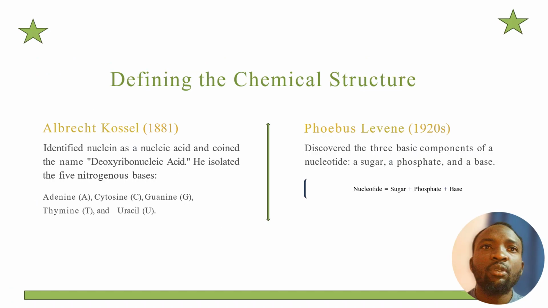So, defining the chemical structure, I had two sources that I will be looking at. The first one is Albrecht Kossel in 1881, who coined the term nucleic acid and isolated the five nitrogenous bases from it. That is adenine, uracil, thymine, guanine, and cytosine. Then the second one is Phoebus Levene. He discovered the three basic components of a nucleotide: a sugar, a phosphate, and a base.